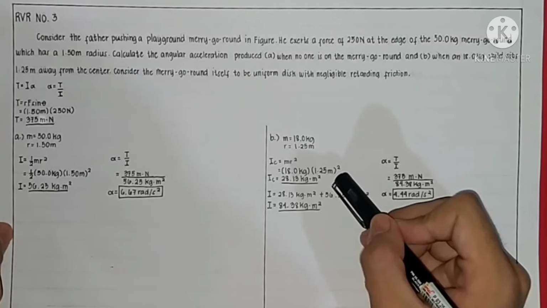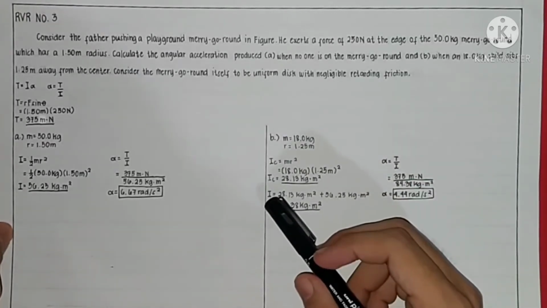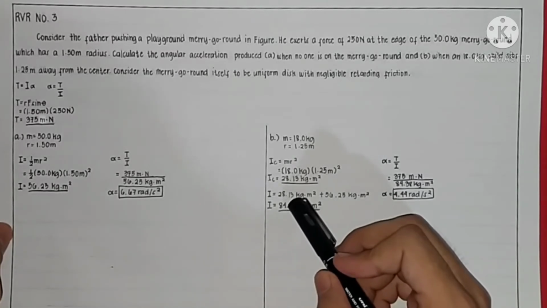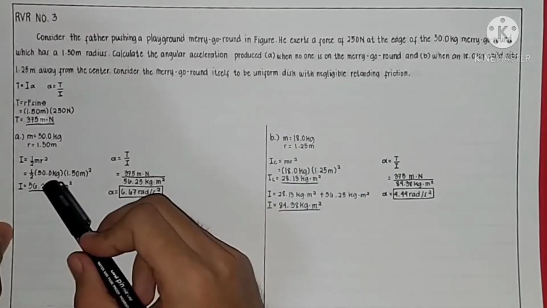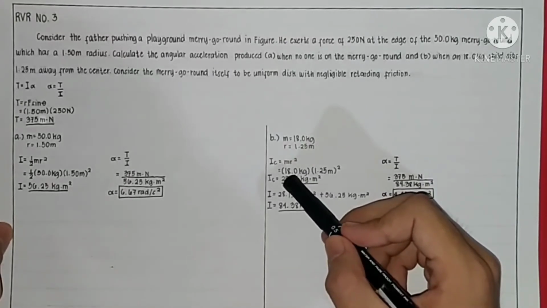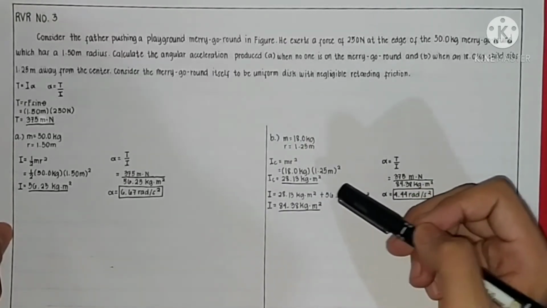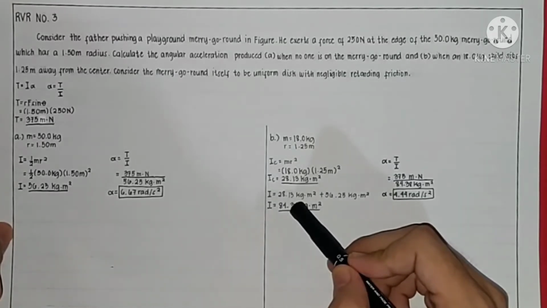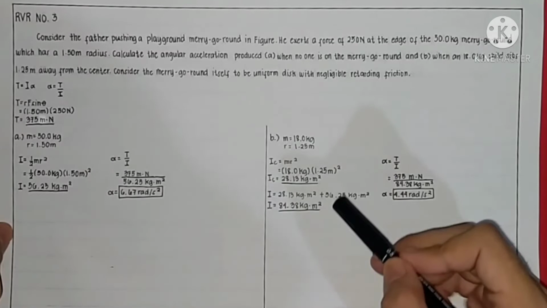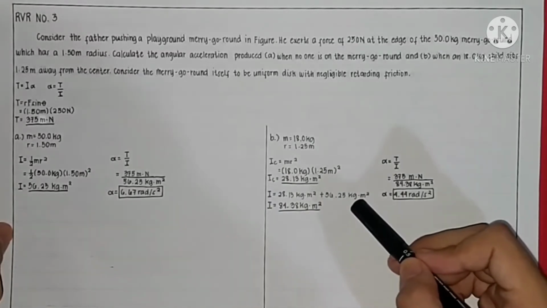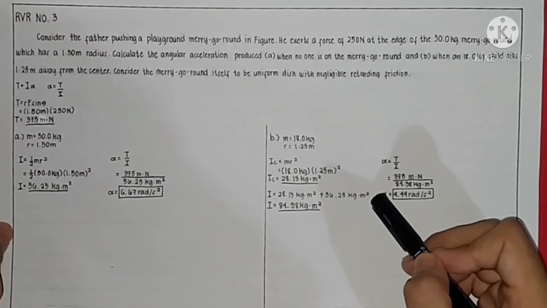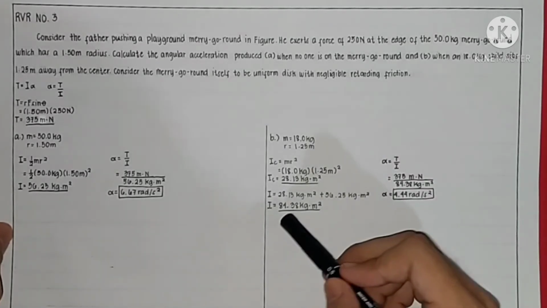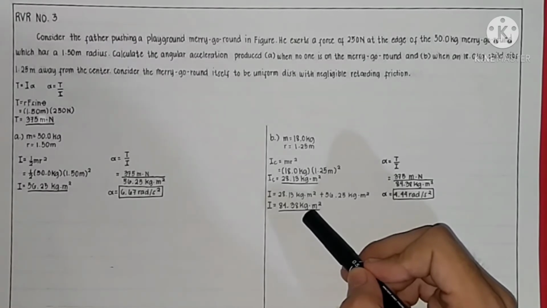Then after that, to get the value of the total inertia, I simply get the summation of the inertia from letter A and the inertia of a child by simply adding those. So the inertia is equal to 28.13 kilogram times meter squared plus 56.25 kilogram times meter squared, which results to the value of inertia equal to 84.38 kilogram times meter squared.